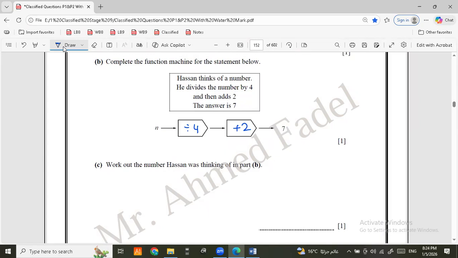So I'm going to work it backwards. 7 minus 2, the answer multiplied by 4. 7 minus 2 is 5, times 4 gives you 20.